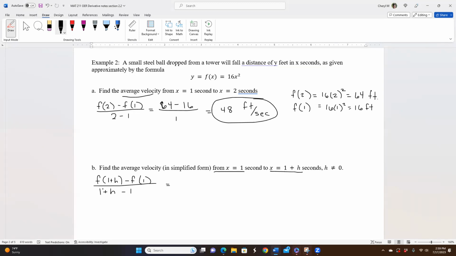This, since the 1's will cancel, will just be over h. This is the formula we had above. So we must find what f of 1 plus h is, which is what we'd get when we plug 1 plus h in for x.